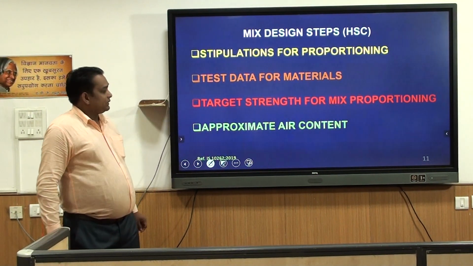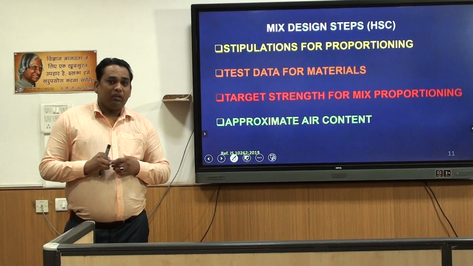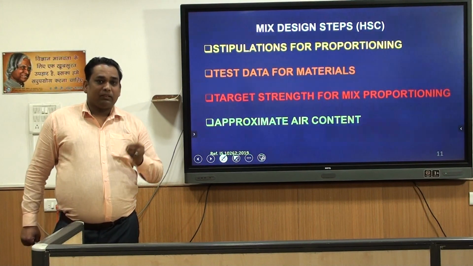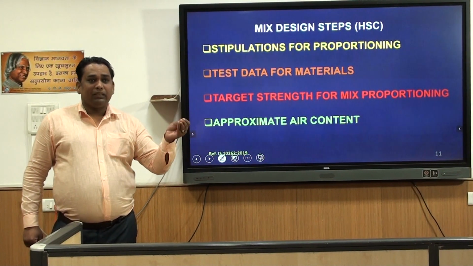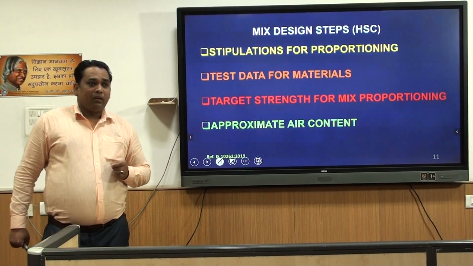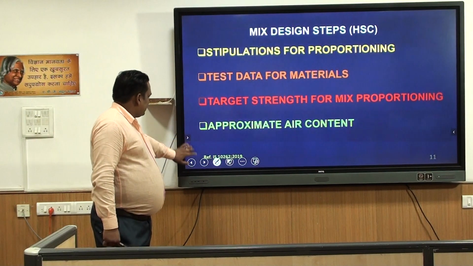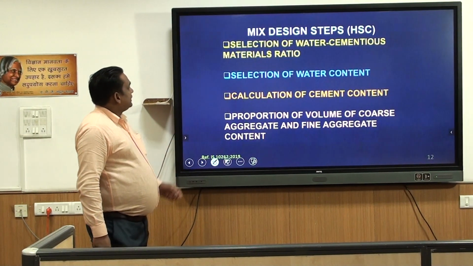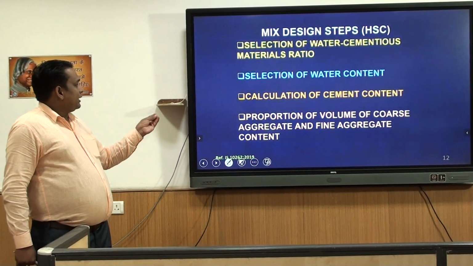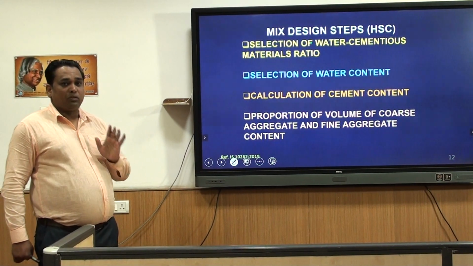So these are the mix design steps. Already in this code, at the end, they have given one example for every type of concrete mix design calculation. So from Appendix D of IS 10262:2019, we can understand the design steps of high strength concrete. So these are the design steps. We will calculate the water cementitious ratio, then selection of water content, calculation of cement content. All of it we follow step by step with the guidance of this code.